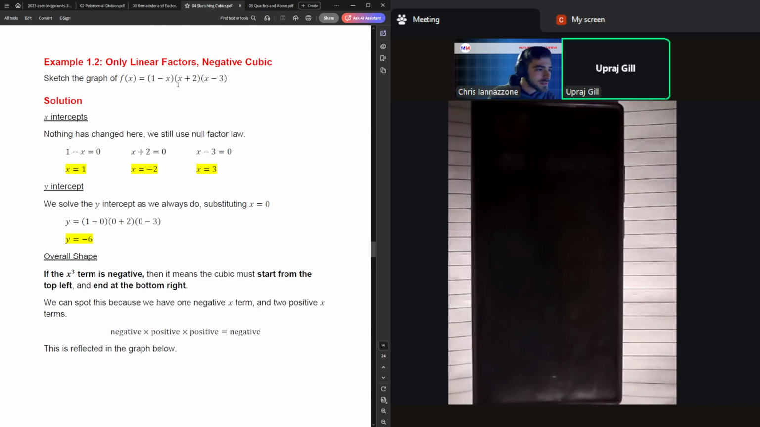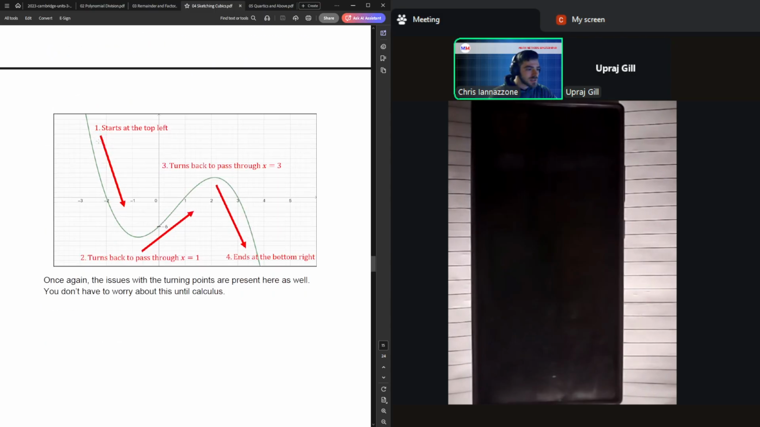Yeah. Here's an example. If you have a negative cubic, you've got one negative x, two positive x's. When you do the sign analysis on that, you've got an imbalance. And so that just means everything else is going to be the same, except for the fact that it starts top left, ends bottom right.